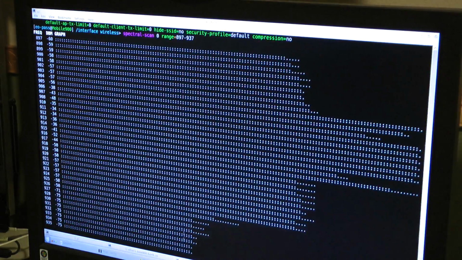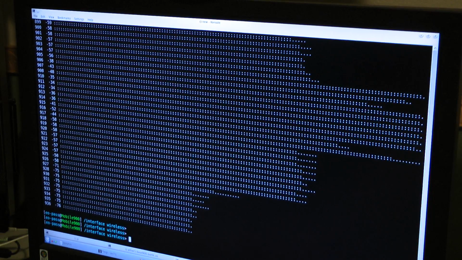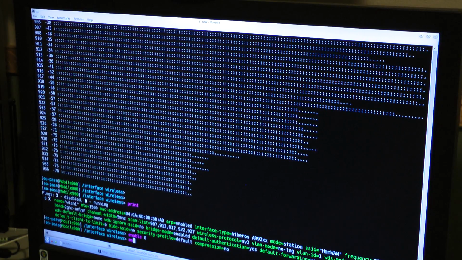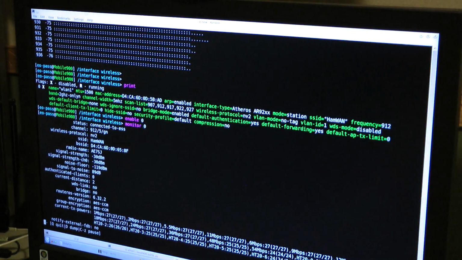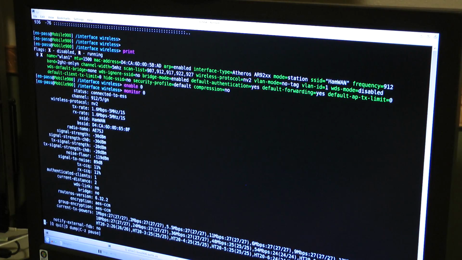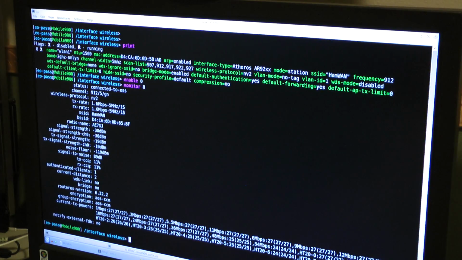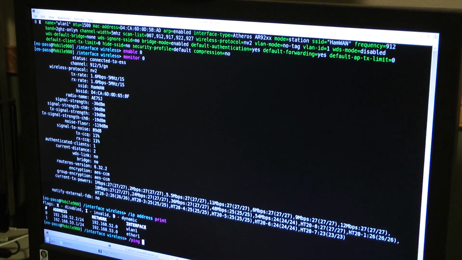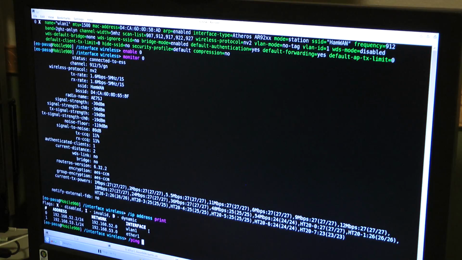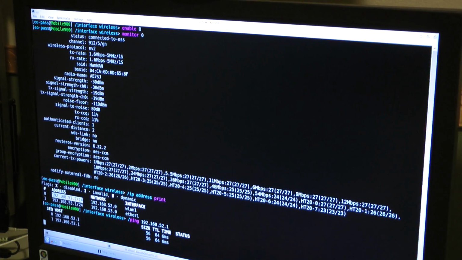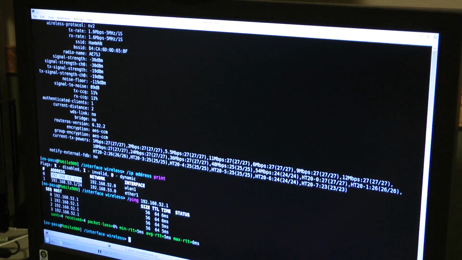So let's get these guys connected. I'll just enable this interface. And yep, it's connected. Good. And hopefully we have some IP addresses. Yes, we do. And we should be able to ping, I believe it's 52.1 on the AP side. Yep, there we go. 6 millisecond ping times.